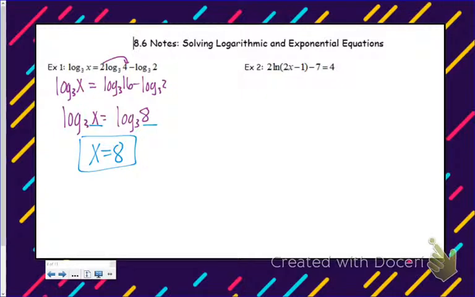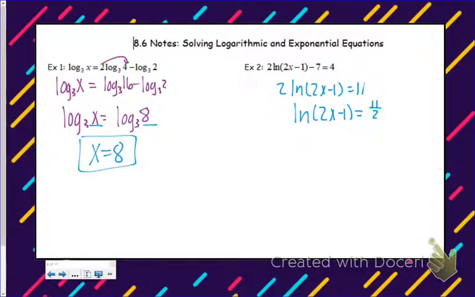Now looking at the second example, this one looks a little bit different. This time there are no logs to condense, and not everything in this equation is in terms of a log. So what we're going to want to do instead here is get this log by itself. So what I'm going to do first is add 7, and then I'm going to divide by 2. Then I can rewrite this in exponential form.